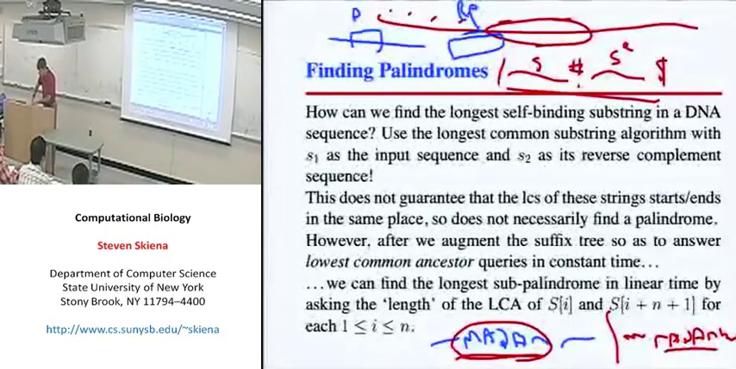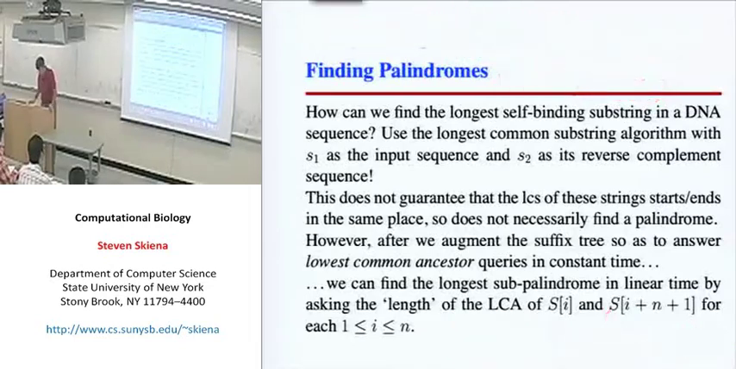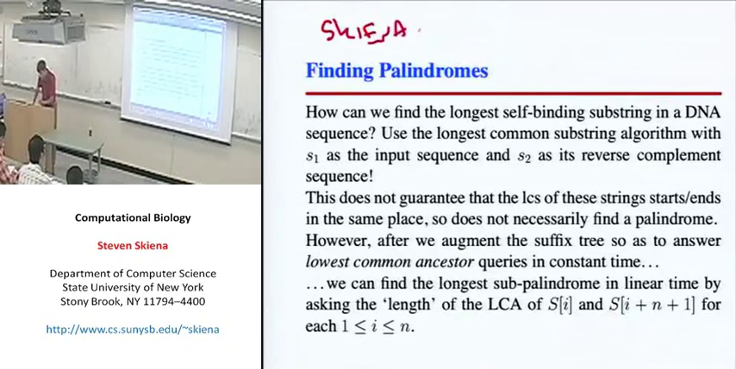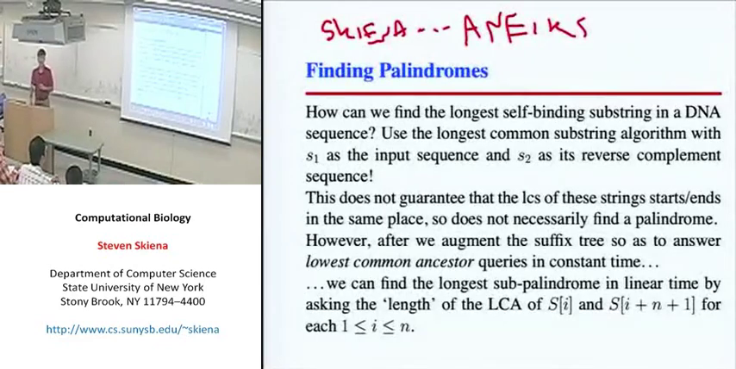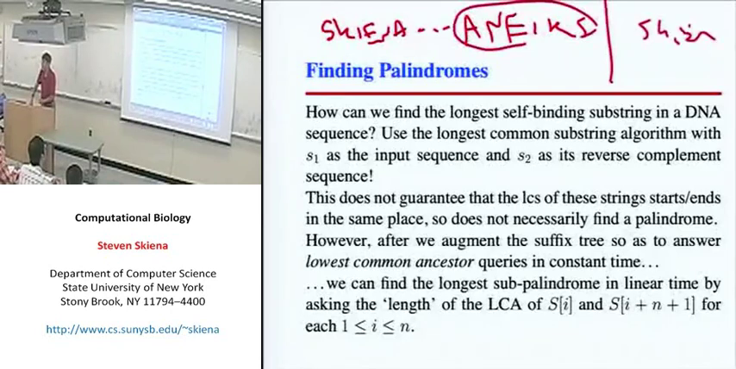Suppose we had another text, okay? Let's clear this thing out. Suppose we have a text here of the form, Skiena, and then some junk, and then A-N-E-I-K-S. Right? Everybody agree? And this is junk that's not palindromic. If we reverse this string, lo and behold, Skiena is going to be in both the original and the reverse. Does everybody see that?